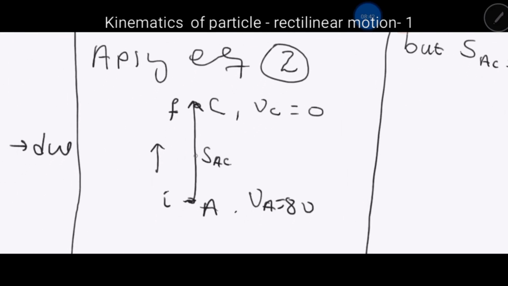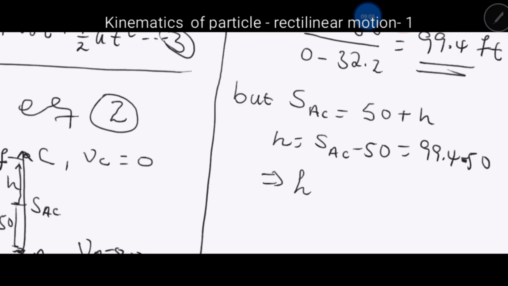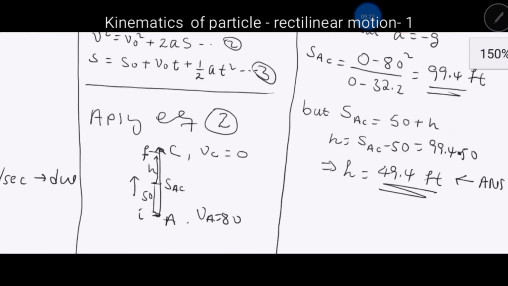So this total distance from A to C is equal to, normally this one is 50 plus, and the upper one is h. So SAC is equal to 50 plus h. Now h can be SAC minus 50. So finally we'll have 99.4 minus 50, which is equal to 49.4 feet. So h is equal to 49.4 feet. This is our final answer for the required height.